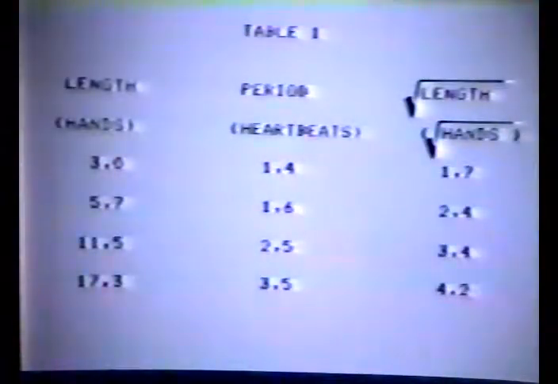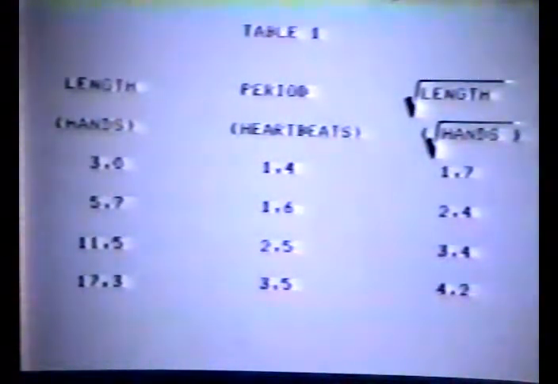We could measure the string with our fingers, which are rather handy, or we could use barley corns, a bit more accurate, but very tedious. Likewise, several kinds of timing devices are available, such as heartbeats and egg timers. When hands and heartbeats are used to make the measurements, the following table of results is obtained.